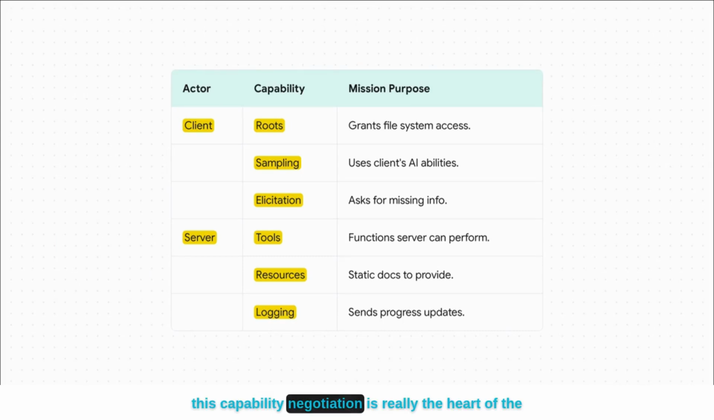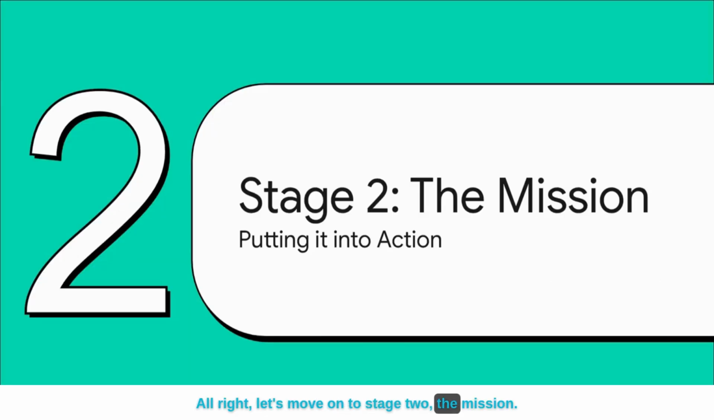Now, this capability negotiation is really the heart of the handshake. It's a strategic exchange of skills. The client might offer something called roots, which gives the server access to its file system, or even sampling, which lets the server borrow the client's own AI brainpower. Pretty cool, right? In return, the server lays out all its tools, the specific jobs it can perform. This isn't just a boring feature list, it's a dynamic agreement that means both agents know exactly what to expect. No surprises.